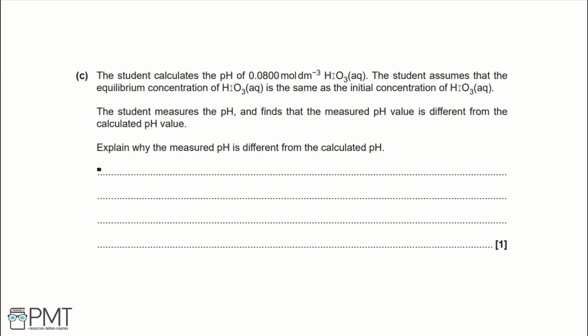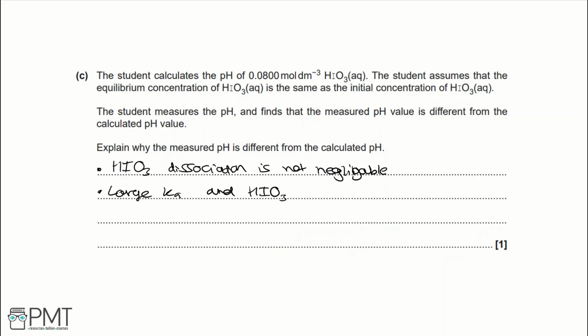For this question, there are multiple answers as to why the measured pH is different from the calculated pH. So I'm going to write them as bullet points. Our first bullet point is that HIO3 dissociation is not negligible. This would get you a mark for the question. But also you could say a large Ka and HIO3 is a stronger weak acid. This would also get you the mark for this question.